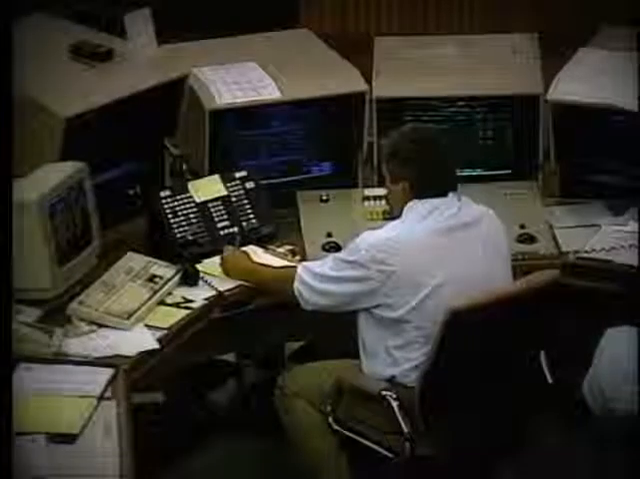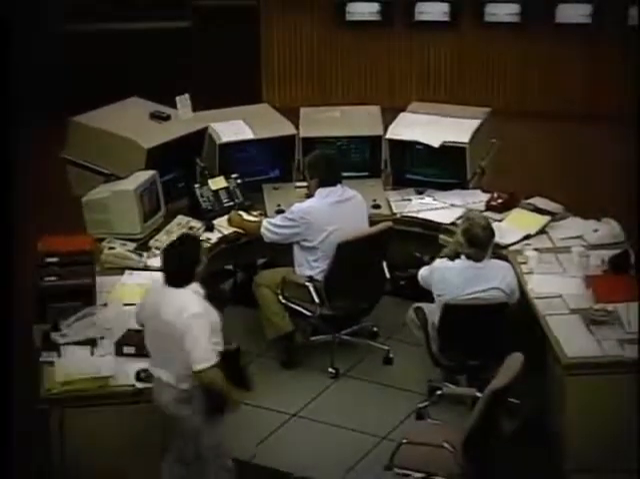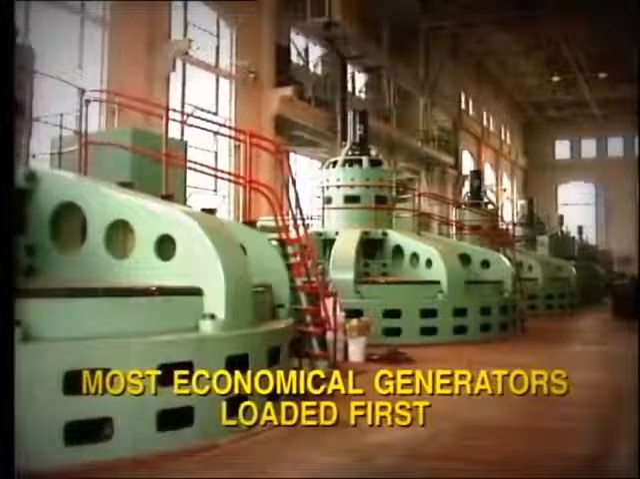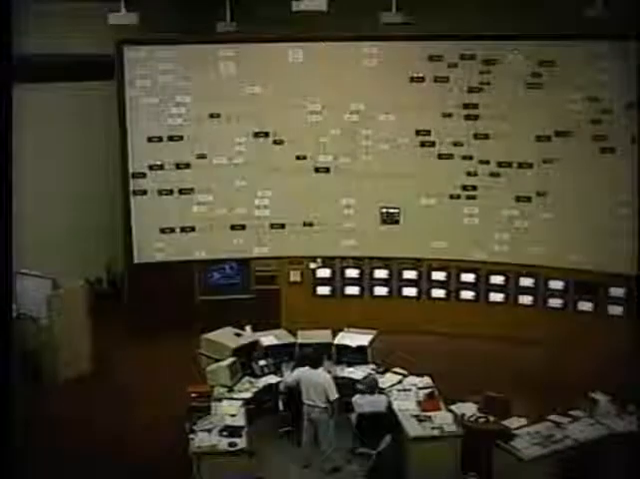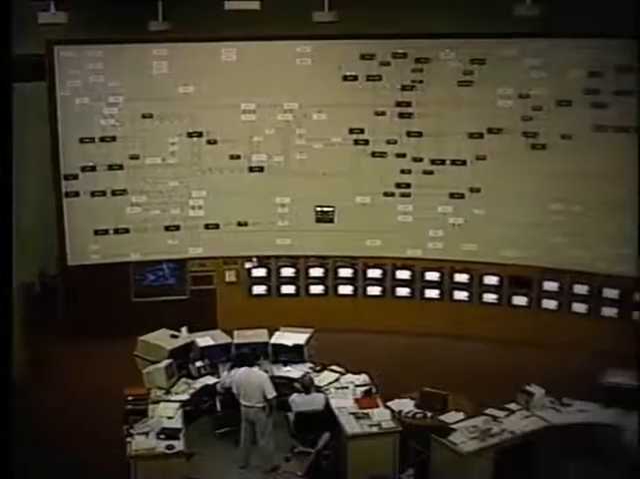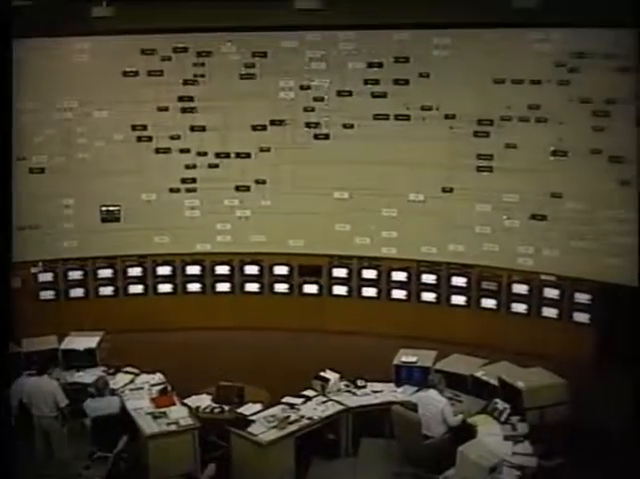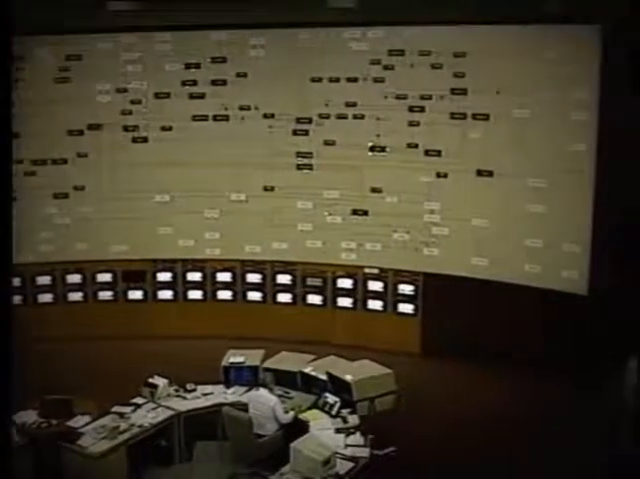It is the load dispatcher's job to keep system generation and load balanced. He must do this while paying attention to the economic loading of units, which means the most economical generating units should be fully loaded first. At the same time, he has to allow for limitations in the transmission system, say due to line outages. So the load dispatcher's job is quite a handful, just as much as the turbine operator's. However, he is assisted by computer programming and by automatic devices such as the turbine governor and the dispatcher's automatic generation control system, known as AGC.